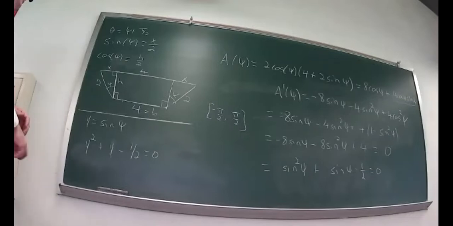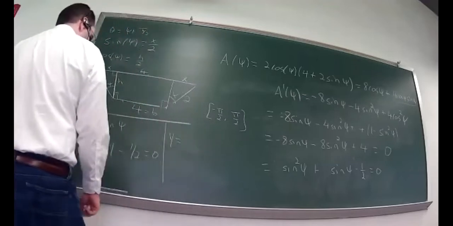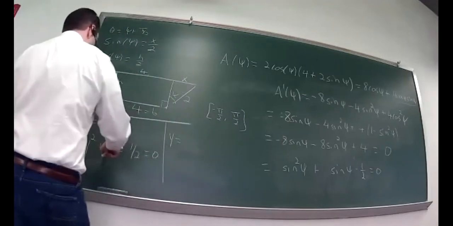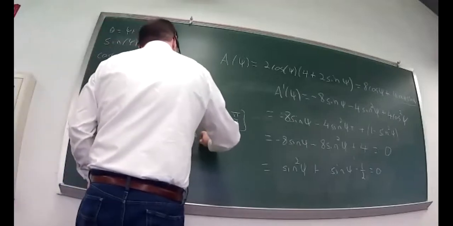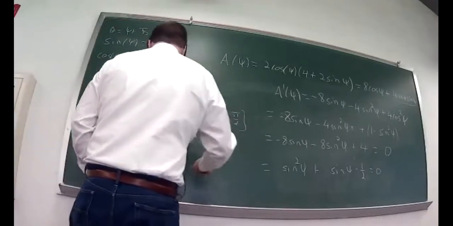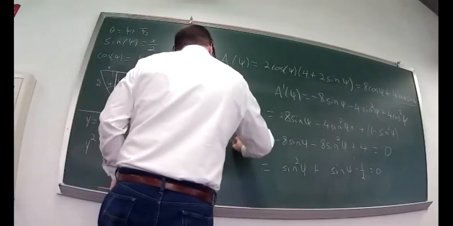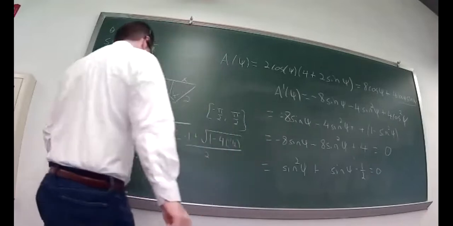Can you factor that? Can you find two numbers that multiply to -1/2 and add up to 1? I don't know. Well, we'll try the quadratic formula. So y equals -b, so -1, plus or minus the square root of the discriminant, b squared minus 4 times a times c, so 4 times 1 times -1/2, all divided by 2 times a.